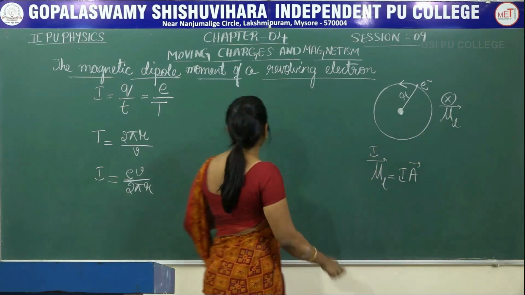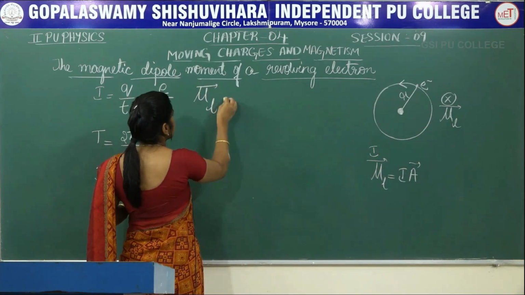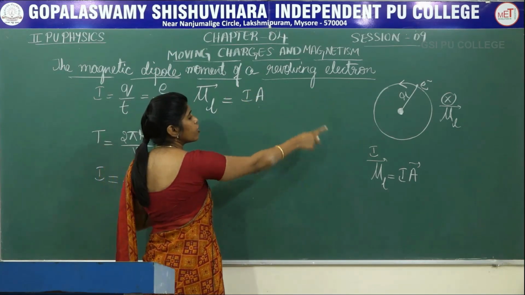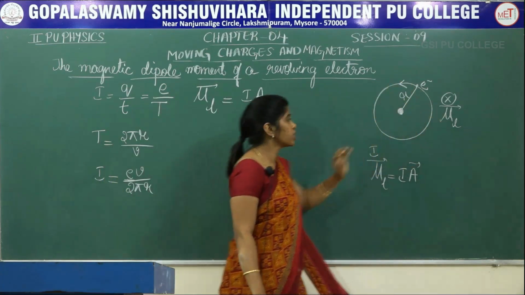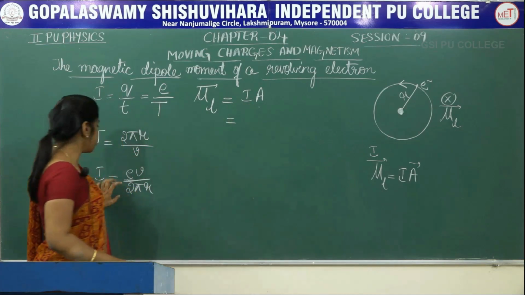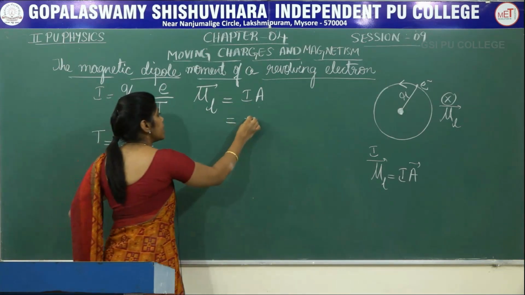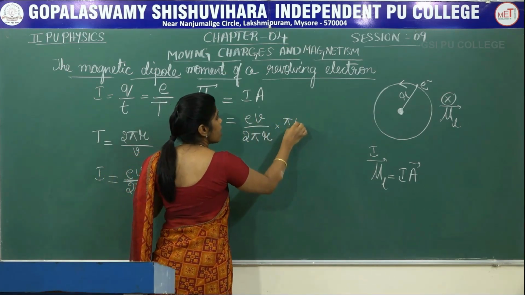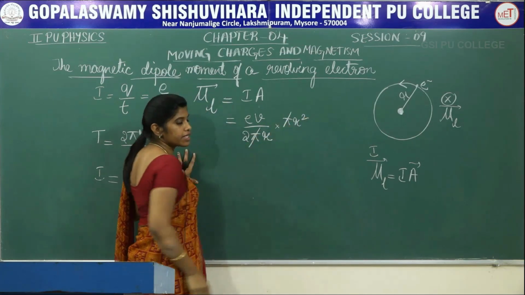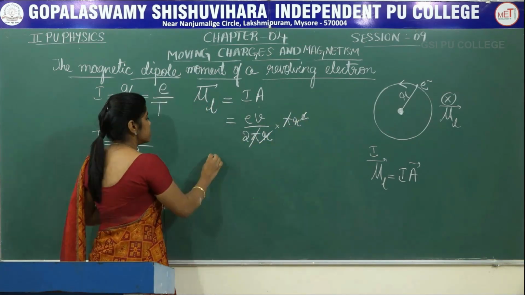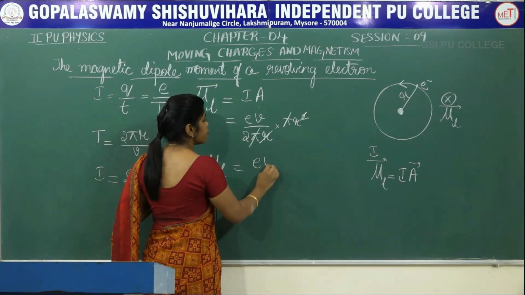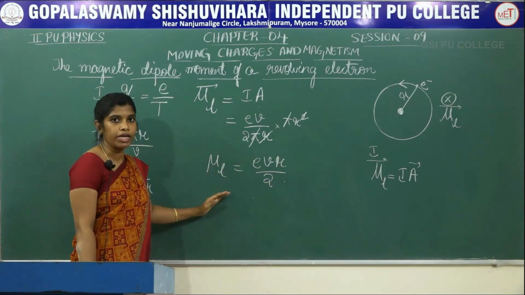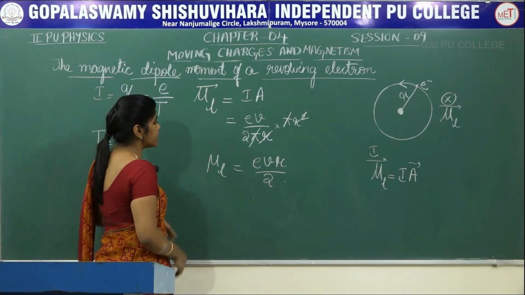The dipole moment is given by the formula mu L is equal to I into A, where A is the area of this current loop. We have already found the value of I to be eV by 2 pi r, and the area is pi r square. So pi and pi get cancelled, and r and the square get cancelled. So, the magnetic moment is eVr by 2. This is the value of the orbiting magnetic moment, or you can also add some more things here.